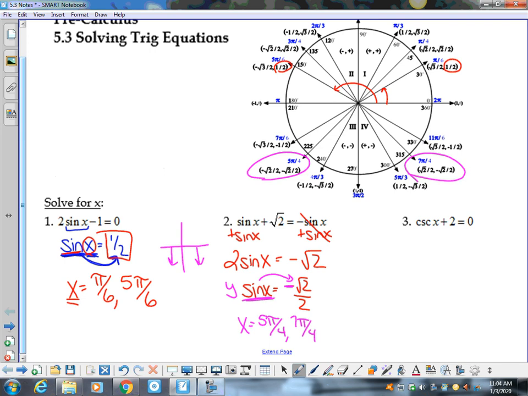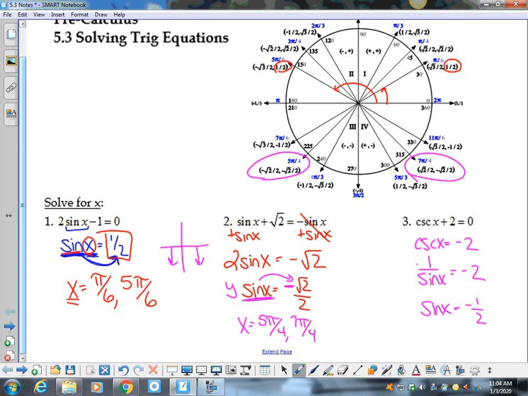Okay, number 3, I'm going to subtract the 2. Okay, now cosecant doesn't live kind of out in the open on our unit circle, so I'm going to turn this cosecant into a sine. Okay, now watch what I'm going to do. Cosecant is 1 over sine. Well, I don't want 1 over sine. I really just want sine. So if 1 over sine equals a -2, then sine of x equals a -1/2.